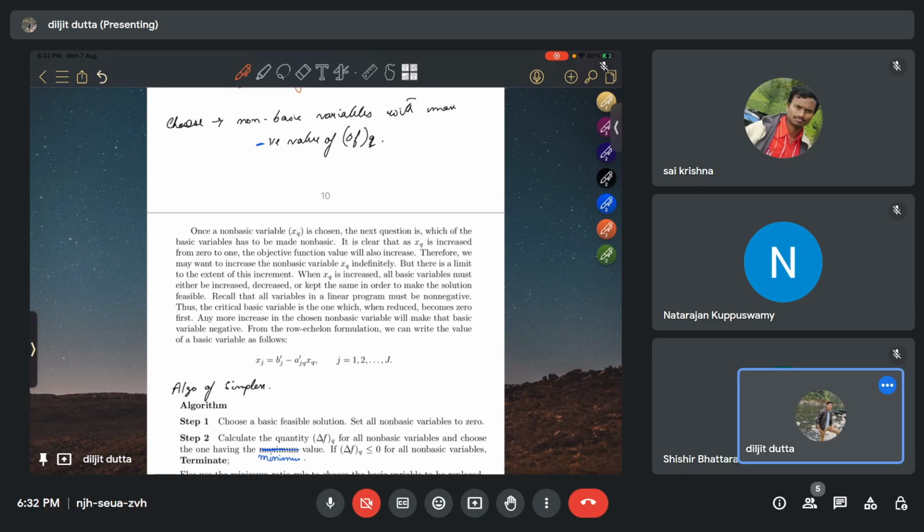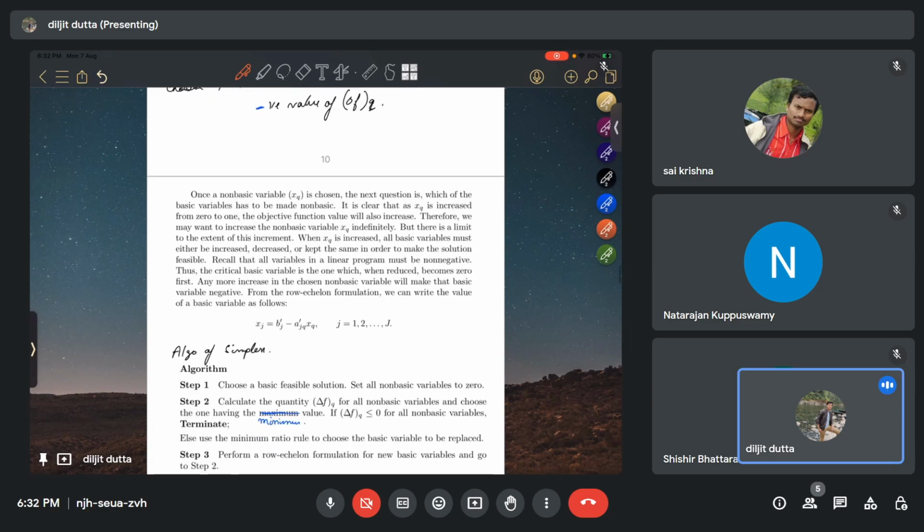So when the number of basic variables increases, all basic variables must either be increased, decreased, or kept the same in order to keep the solution feasible. Any more increase in the chosen non-basic variable will make a basic variable negative. So from the row equivalent formulation that we already did in the previous steps, we can write the value of the basic variable as xj equal to bi' minus aj'k by xk.